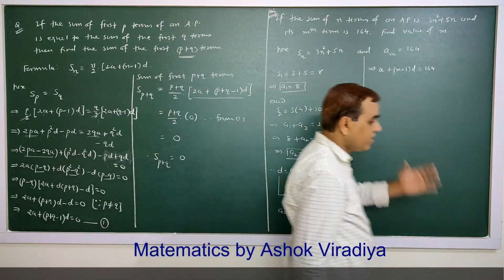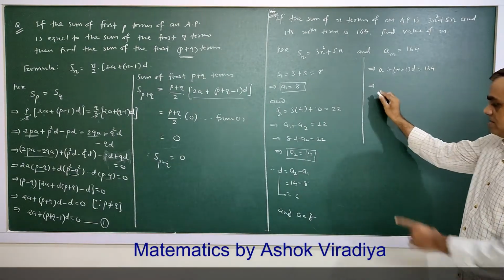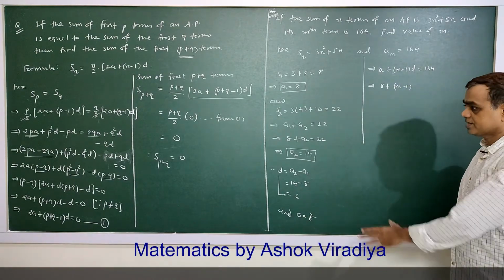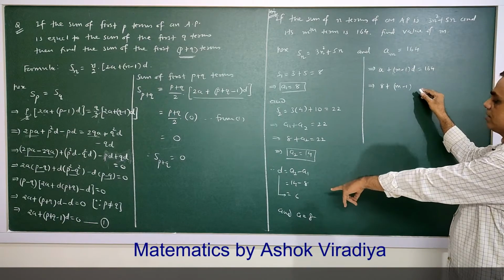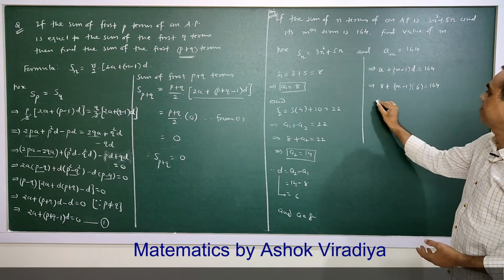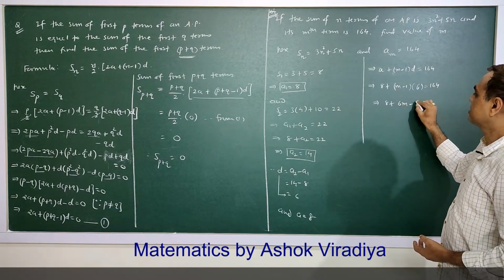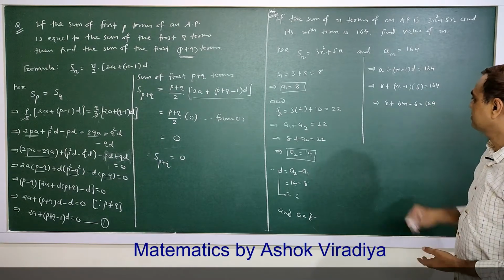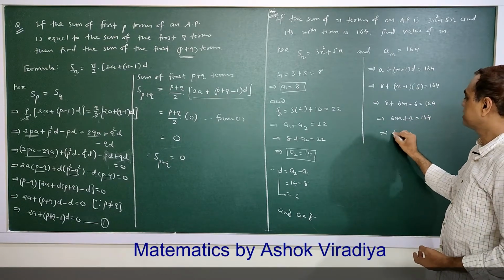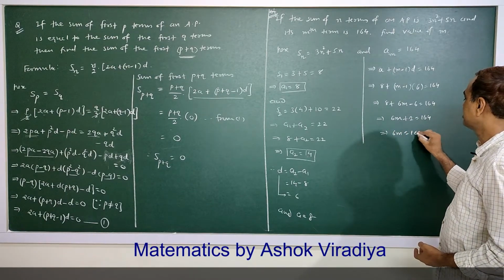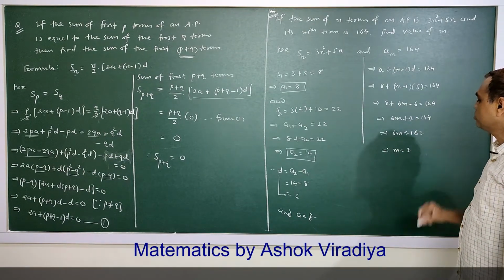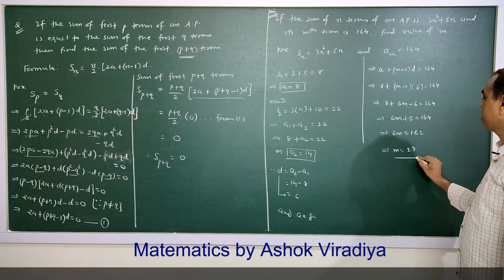Now taking this value here, that means a is 8, the difference is 6, equal to 164. Therefore 8 plus 6m minus 6 is 164. So 6m plus 2 is 164. So 6m is 162. So m is equal to 27, since 6 into 2 is 12, 6 into 7 is 42. So m is 27.